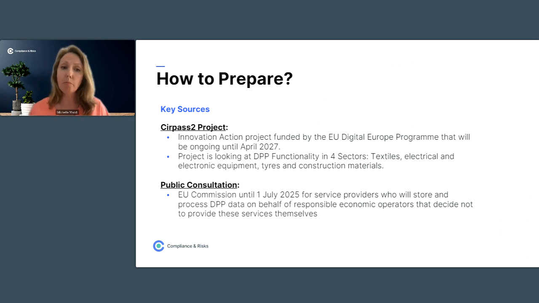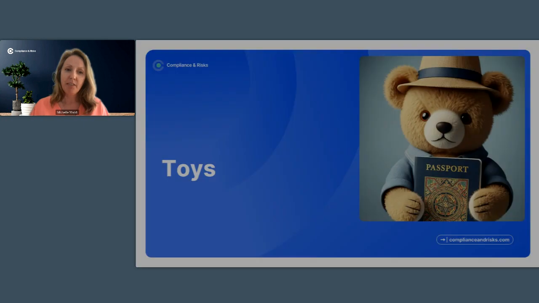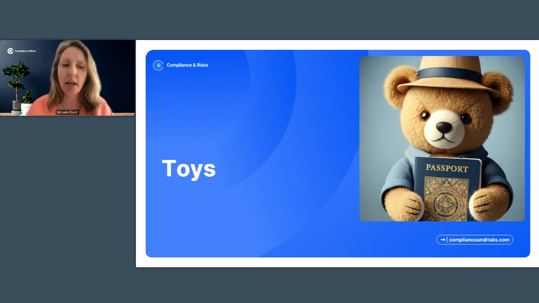And also there is a public consultation on at the moment from the Commission. It's still open until July 2025, and that's for service providers who will store and process DPP data on behalf of economic operators that are not doing this themselves. So again, look at official sources, and I would suggest official projects. Okay. And that's just a very good overview of the ESPR.